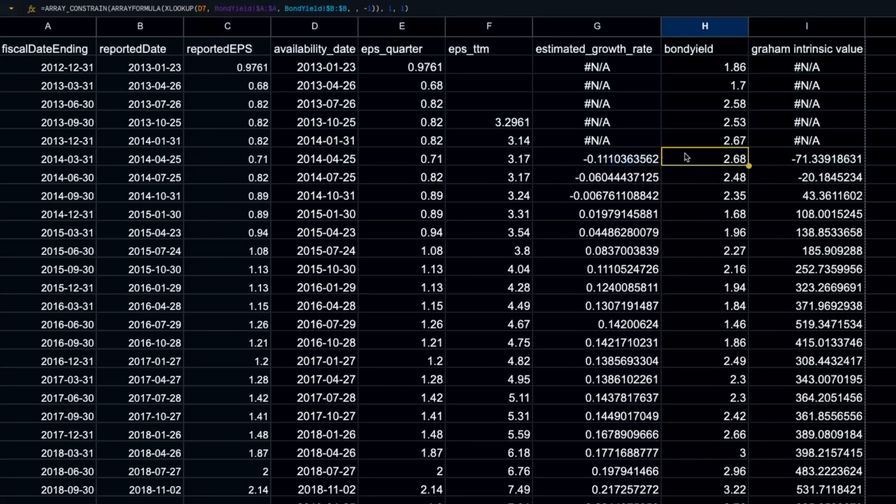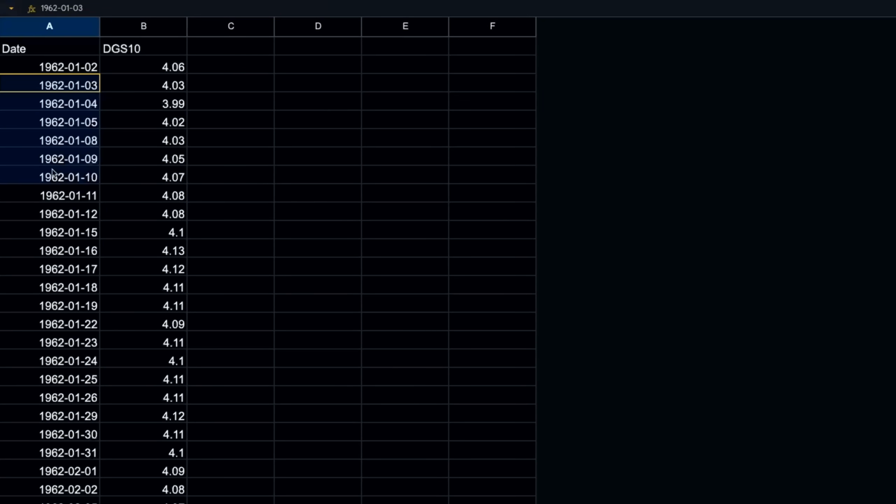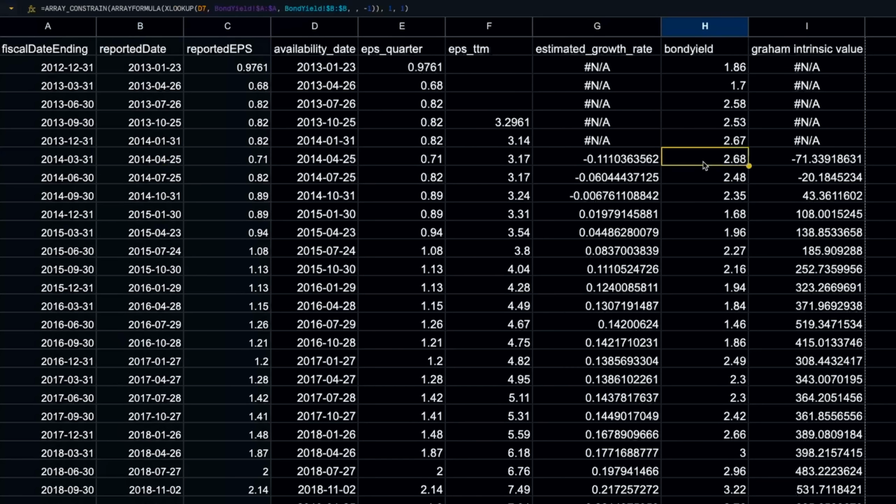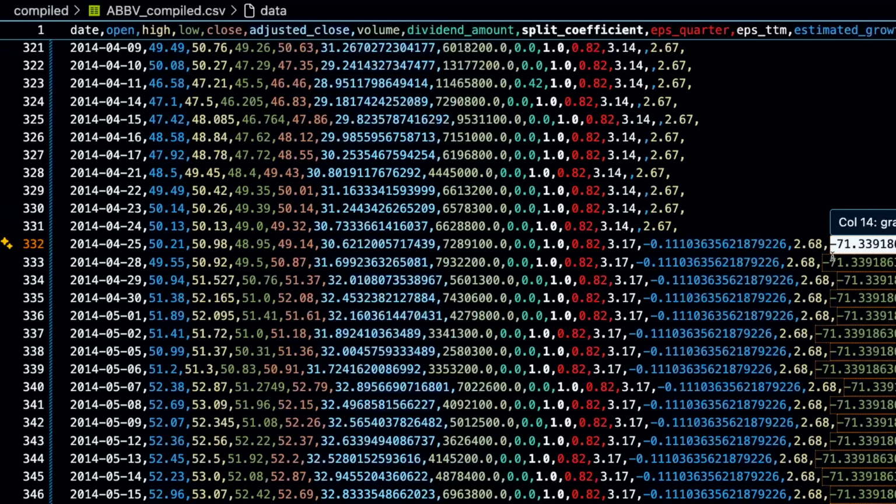The bond yield also is grabbed from a table. So this is literally just downloaded from the internet for each date and time. So it'll go here and say, okay, this is the reported date. Go to our bond yield chart and search through this to find the bond yield on that day, and then just add it in. Now, if we go over to our code and look at the intrinsic value, you can see, yes, that agrees, minus 71.339. Now that we know that the intrinsic value is being calculated correctly, we can take this a step further.